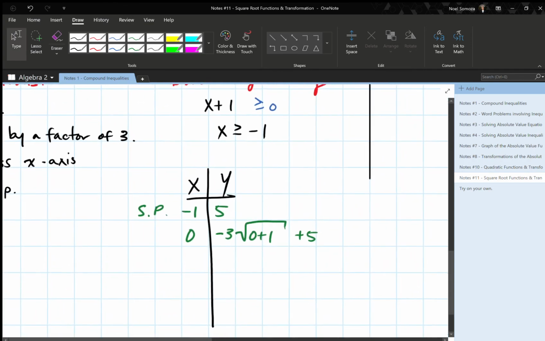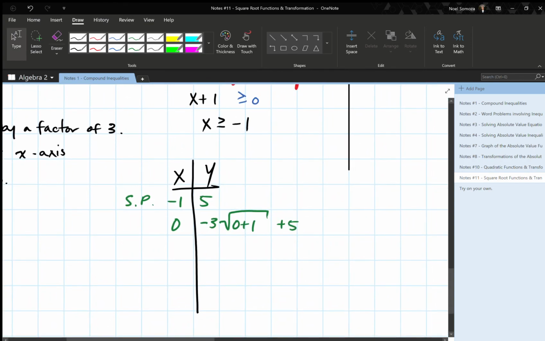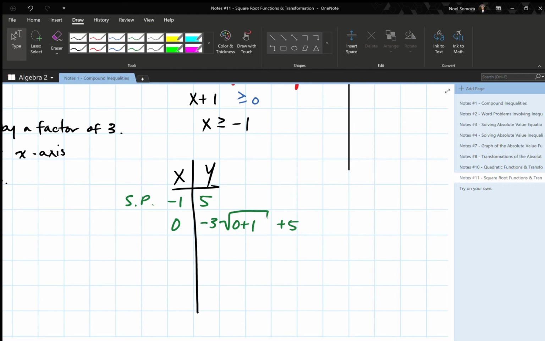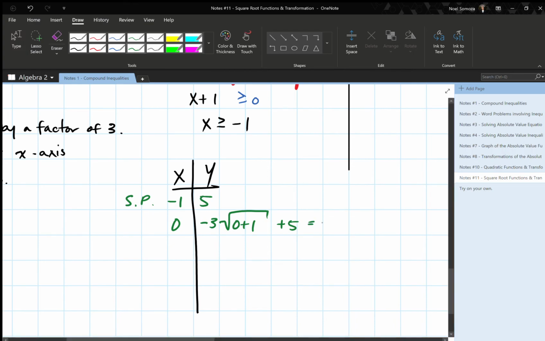So the process here is clean up the inside first. We know that that's going to be the square root of 1, and the square root of 1 is still 1. So then what do we do with that 1? We multiply it times negative 3. You don't add, don't do that stuff. So then this becomes negative 3 times 1 plus 5. That's the same thing as negative 3 plus 5, so we get positive 2.